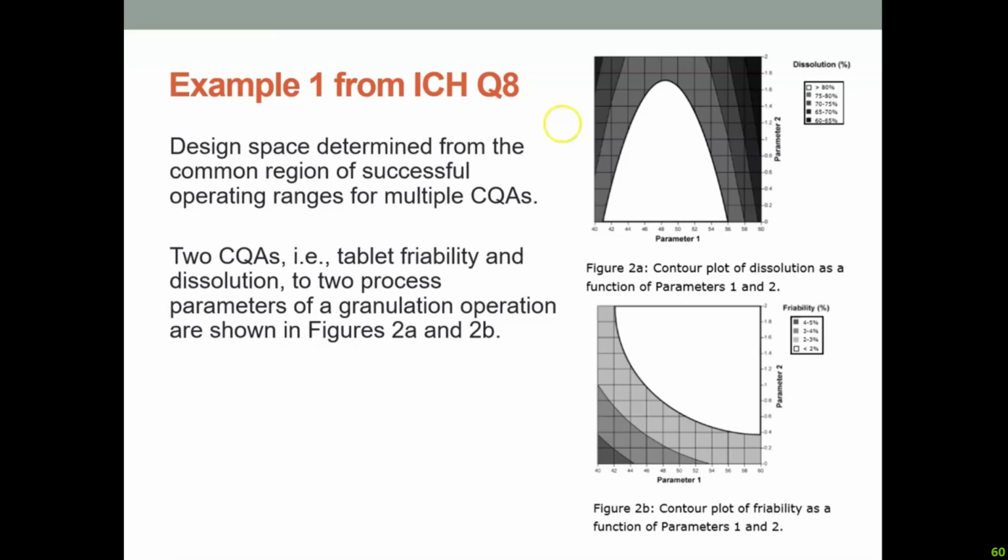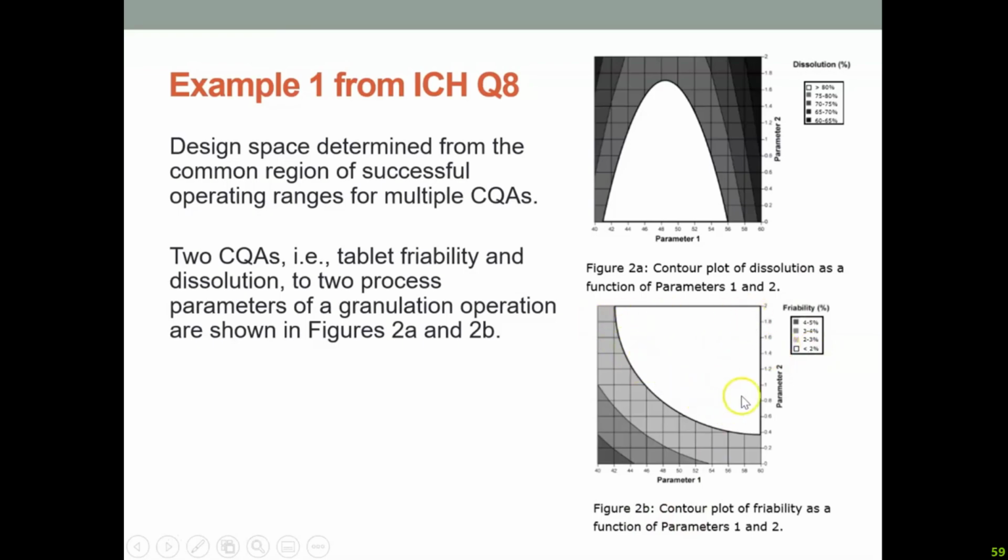So our two CPPs, our critical process parameters, are 1 and 2, and our two CQAs are the tablet friability and the dissolution. Figure number 2 here, this shows us our dissolution is greater than 80, so that's what we want. We want a dissolution of greater than 80%. So our white space here is where we want to be working for our dissolution versus parameter 1 and parameter 2 when they're plotted on a curve such as this. Figure 2b, we've plotted our friability. So our friability needs to be less than 2%.